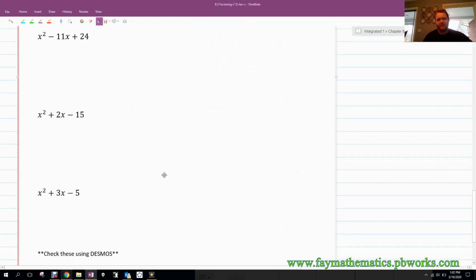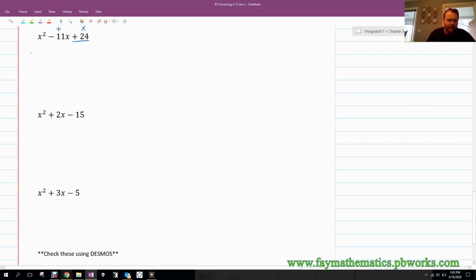Next one's a little bit different because we've got a minus 11x here instead of a positive number. Think about it: we're trying to get numbers that multiply together to give me 24, and it's a positive 24, but add to give me a negative. Well, the only way that I can multiply numbers to get a positive is if they're both positive or if they're both negative. If both my numbers are positive and I add them together, I'm going to get a positive. A positive plus a positive is always a positive. So that logic says that the factors I'm looking for that give me positive 24 as a product and a sum of negative 11 are both going to be negative.